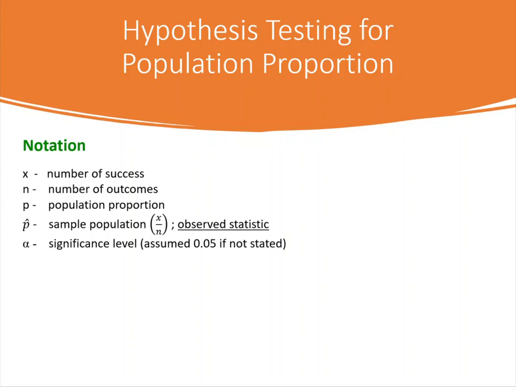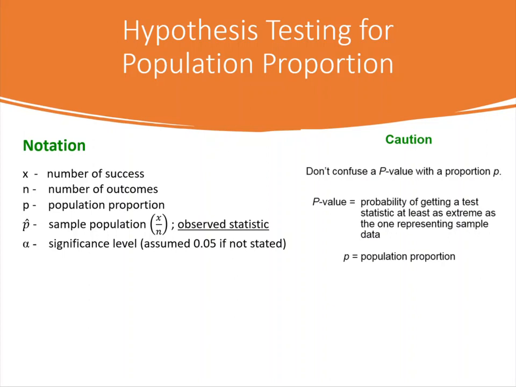Now, just as a reminder, remember that a p-value, which we saw defined in a previous video, is not the same thing as lowercase p. Lowercase p is our population proportion. The p-value is the probability of getting our test statistic or our observed statistic, or p hat. It's the probability of getting a sample at least as extreme as the one representing the sample data. So just remember and don't confuse, because a lot of people get confused between all of these p's.